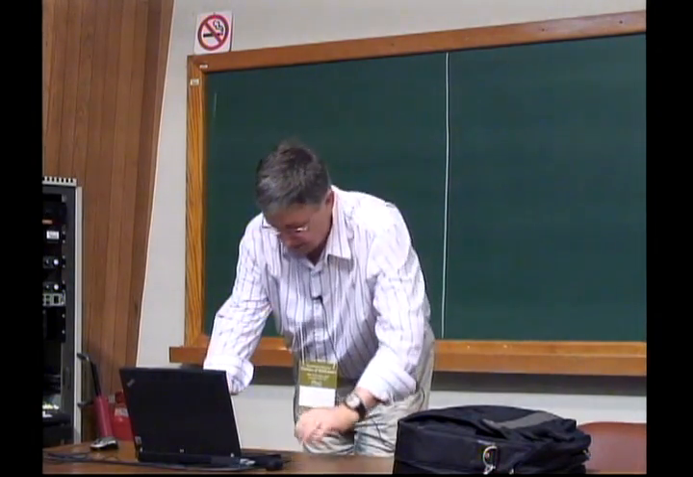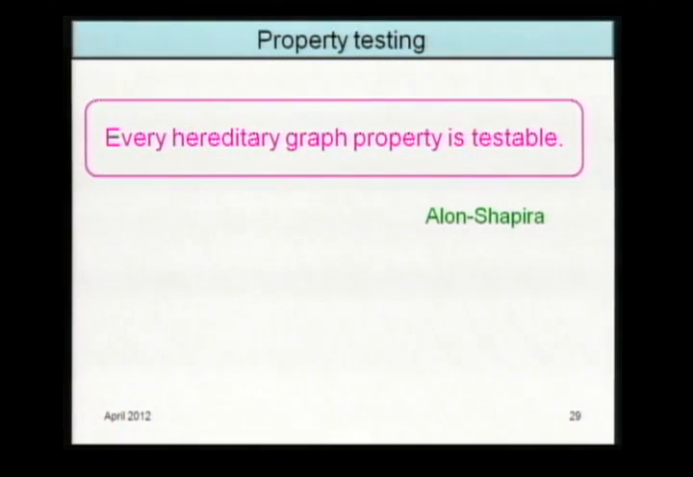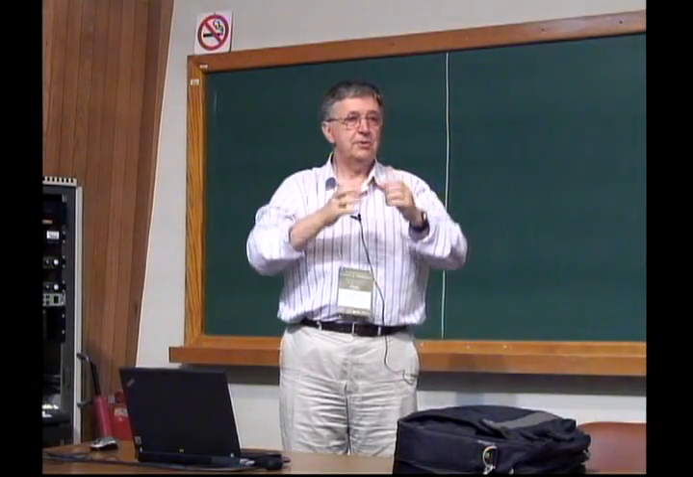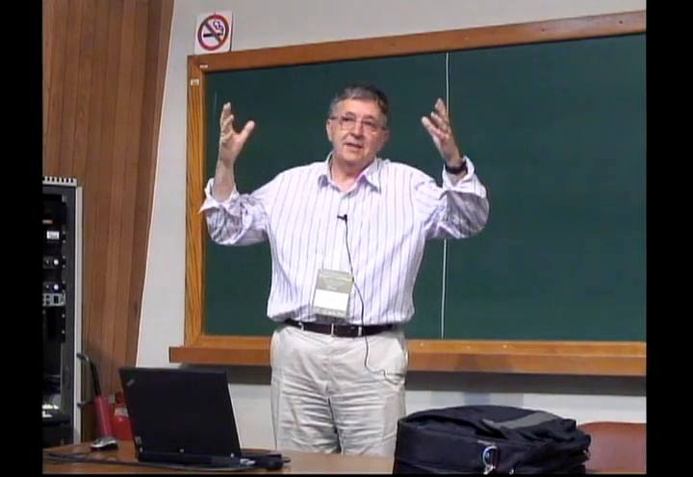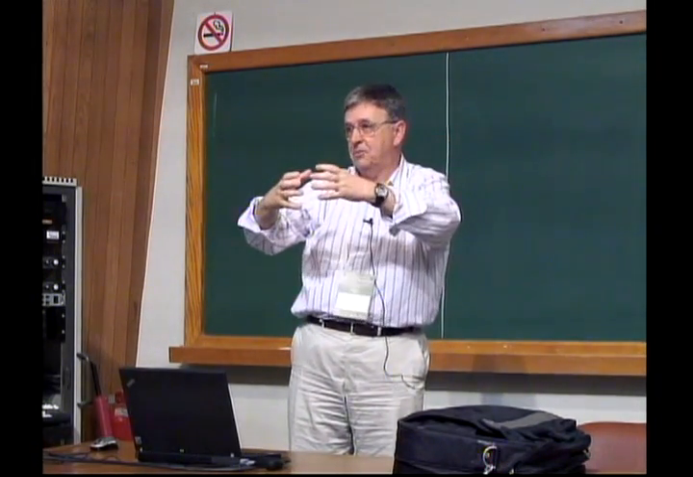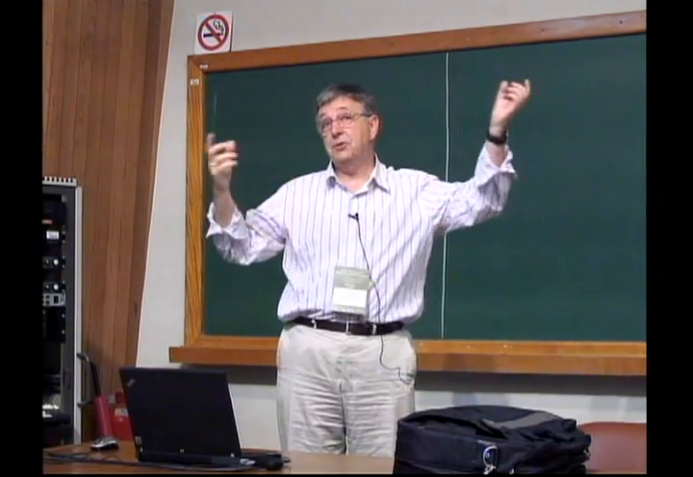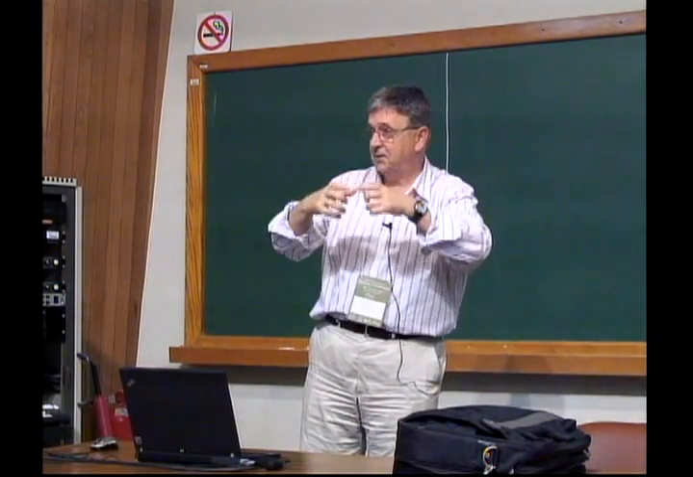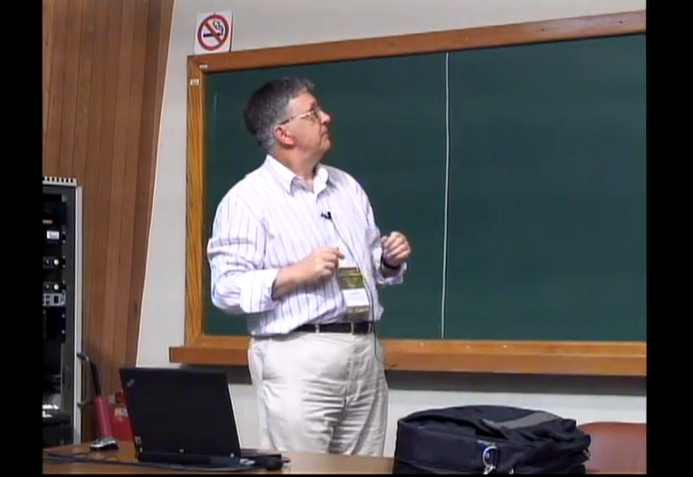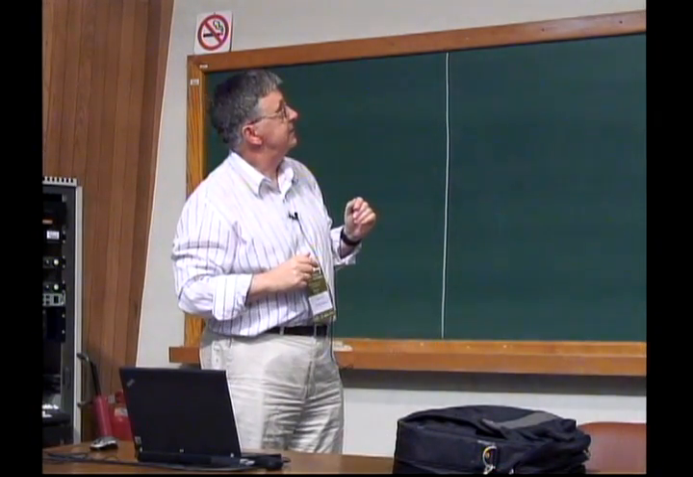And it turns out that, I'm almost done, there are some very beautiful examples of testable properties. I have shown you one, which was triangle free. There's a much more general theorem due to Alon and Shapira. It says that every hereditary graph property, which means that if a graph has the property, then every induced subgraph of it has the property, is testable. So triangle free is a trivial example. If the big graph is triangle free, then the small graph is triangle free. Actually, that's why we could use the same property for testing on the small graph and big graph. So every such property is testable.